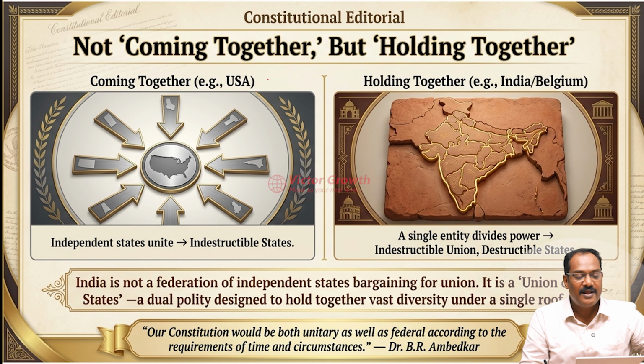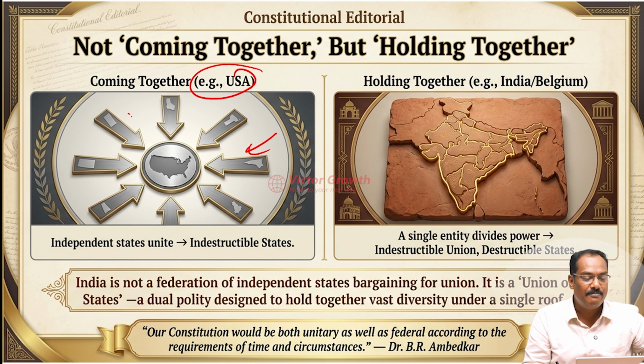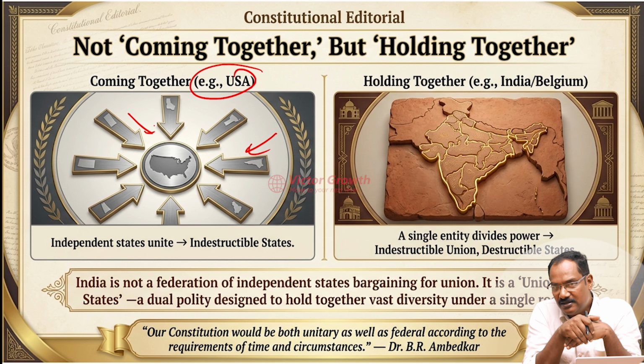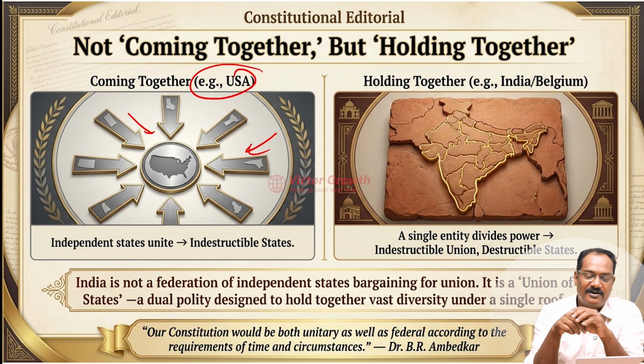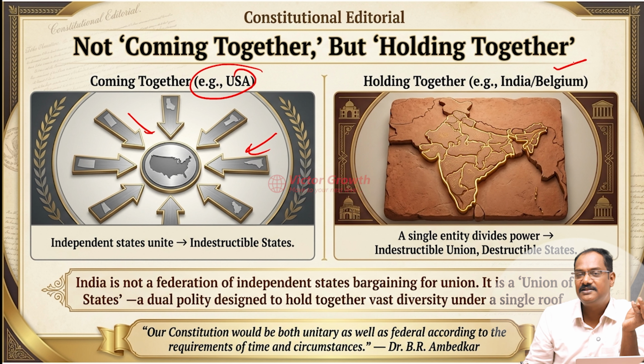And here, it is not like the USA, where many parts came together and formed the federation. Indian federalism is not like USA federalism. Indian federalism is like that of Belgium, where many are holding together. So this is very important. Coming together, India is not an example.